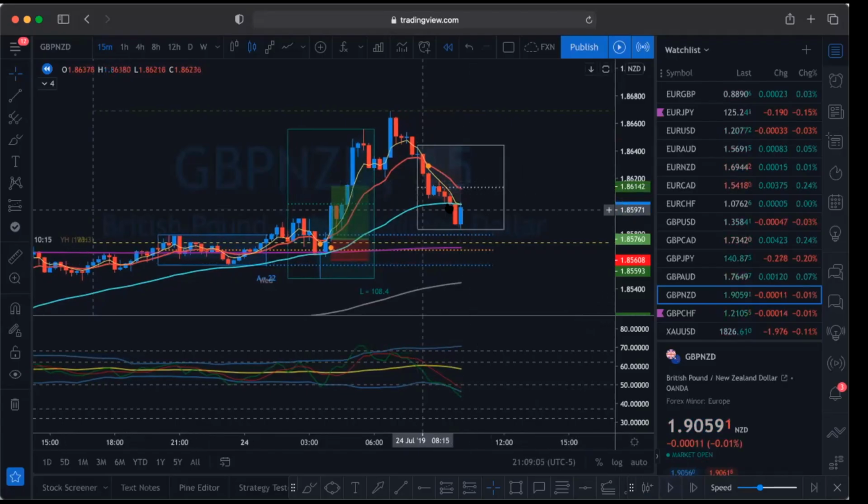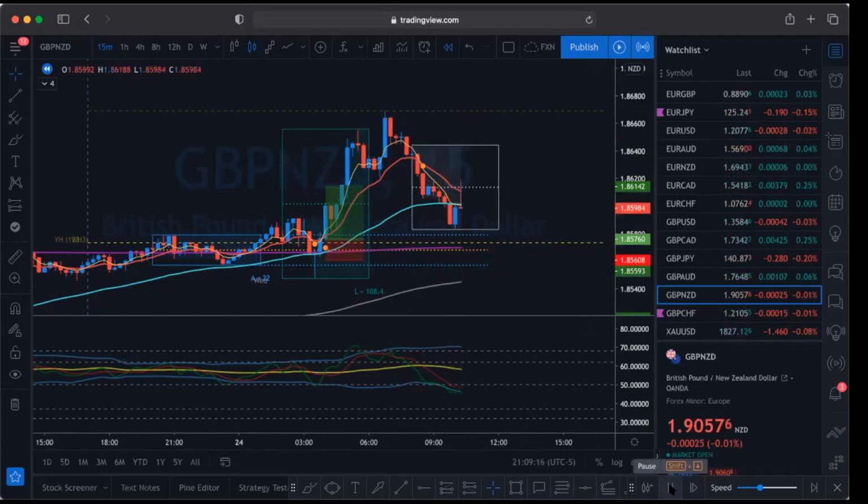I was going to say if that candle would have stayed above the 50, that would have been probably another good continuation trade. But it pushed right through it. Don't like that.